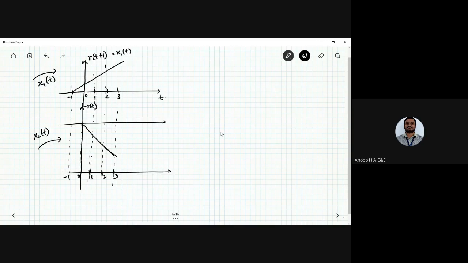Okay, so this one is x2 of t, as I already told you. Next, this one would be x3 of t, what I'm sketching right now. So x3 of t. Okay, fine.